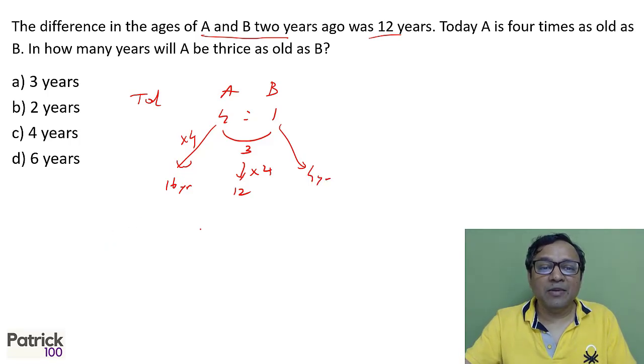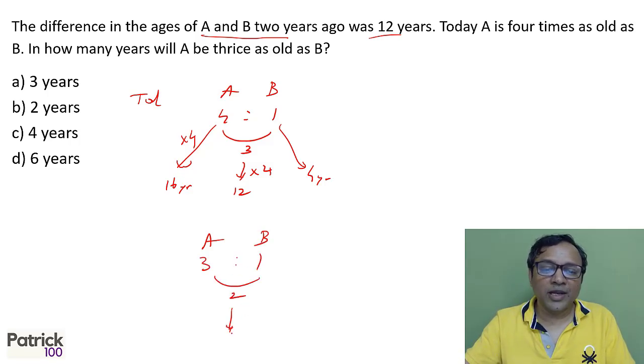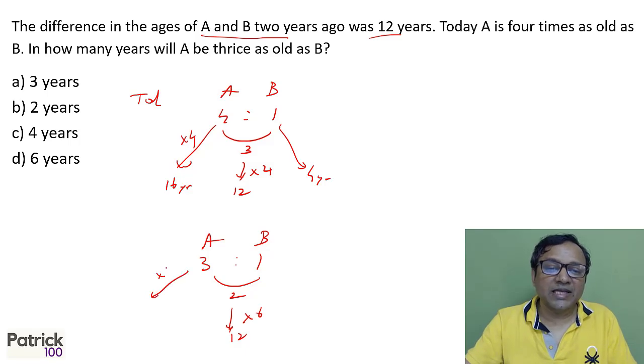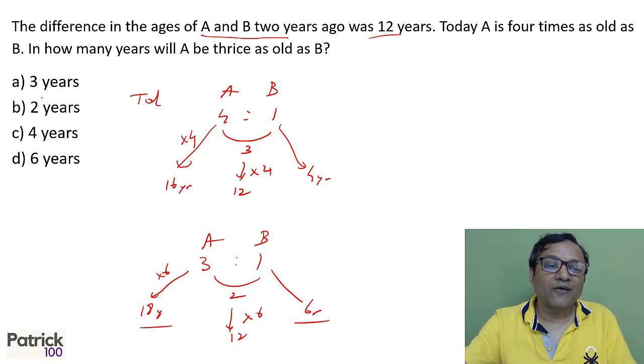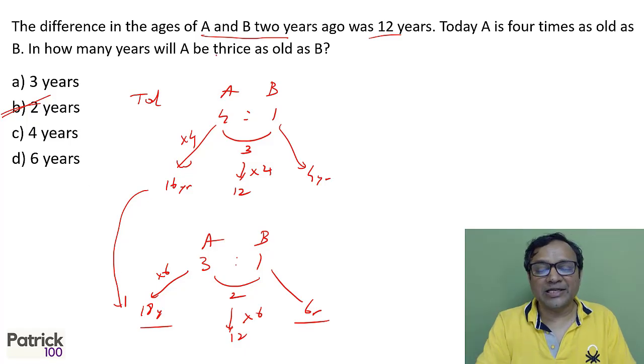In how many years will A be thrice of B? So for A and B we want a ratio of 3 and 1, with a difference of 2. To make it 12, you have to multiply by 6, because the difference will always be 12. So if I multiply by 6, this will be 18 years and this will be 6 years. You can check that it satisfies. So today A is 16 years, so after 2 years, they will become 3:1.